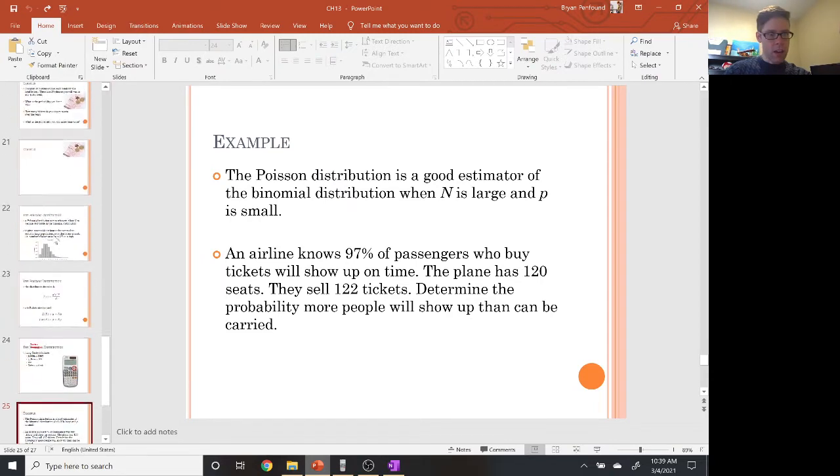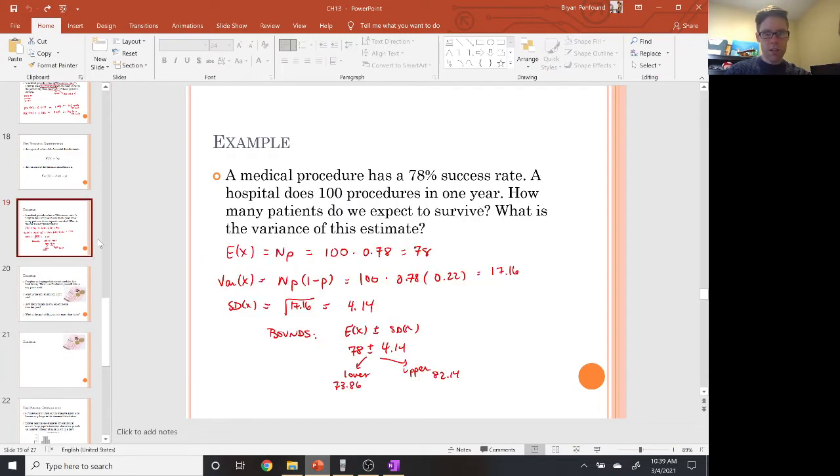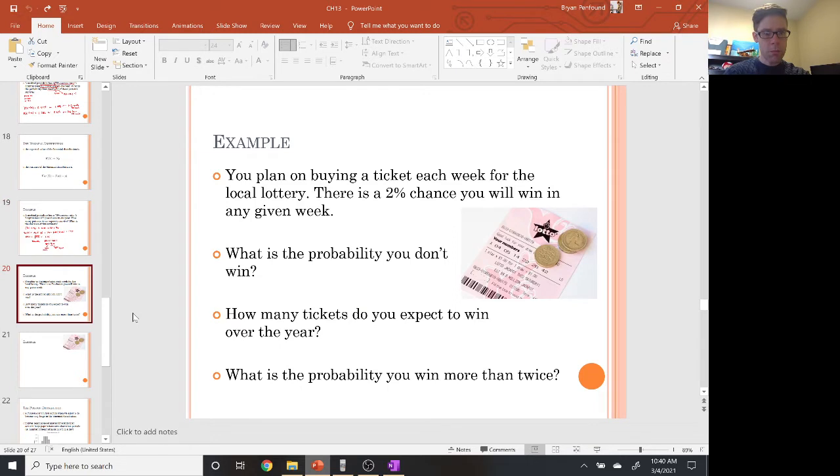So at the end of class, I think we had just finished up talking about the medical procedures example and trying to calculate bounds for if this procedure has a 78% success rate and we do 100 of these procedures, trying to figure out upper and lower bounds for the number of patients we expect to see cured based on this particular success rate. So I had one more example when dealing with the binomial distribution.